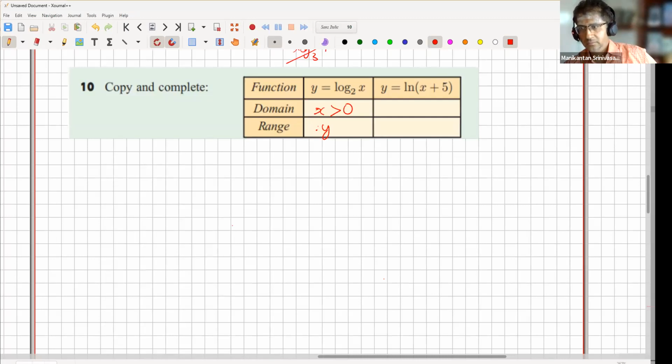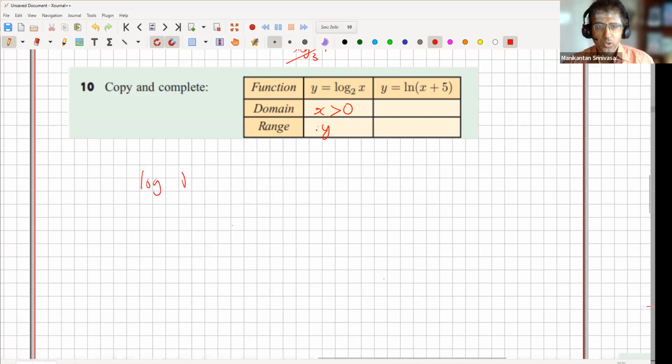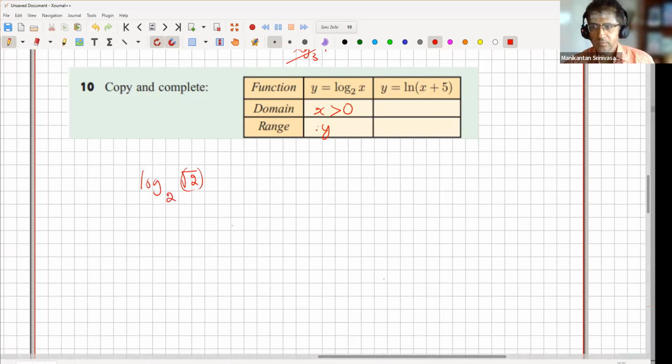So I think greater than 1. Greater than 1. So what is log root 2 to the base 2? Close to half. So you want to correct your answer then? So I think any number, right? Any real number. Yes, any number.